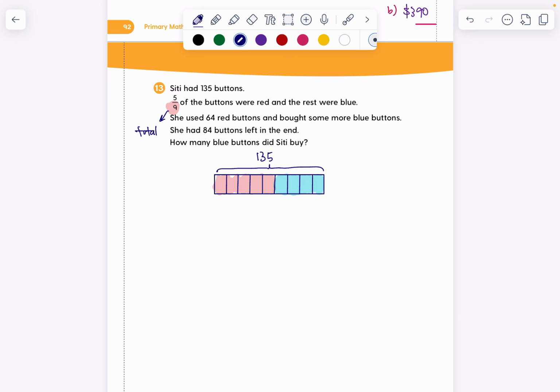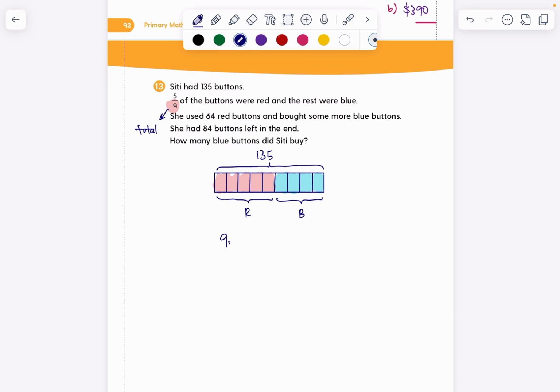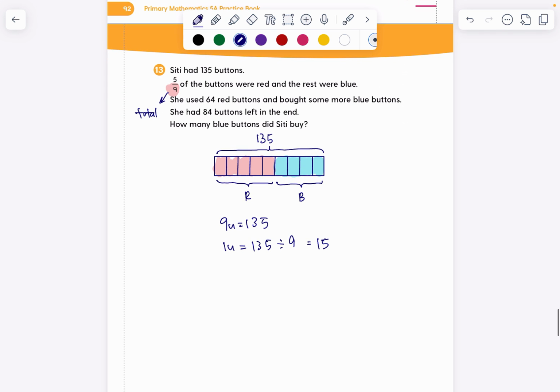And since we know the total, we can actually already find out how many red and how many blue buttons there are respectively. So we can find out that 9 units equals 135 and 1 unit equals 135 divided by 9, which is 15. Then we have red buttons, which is 5 units, and that is 15 times 5, which is 75, and my blue buttons is 4 units, which is 15 times 4, 60. So these two numbers, 75 and 60, are my at first numbers for the red buttons and the blue buttons.